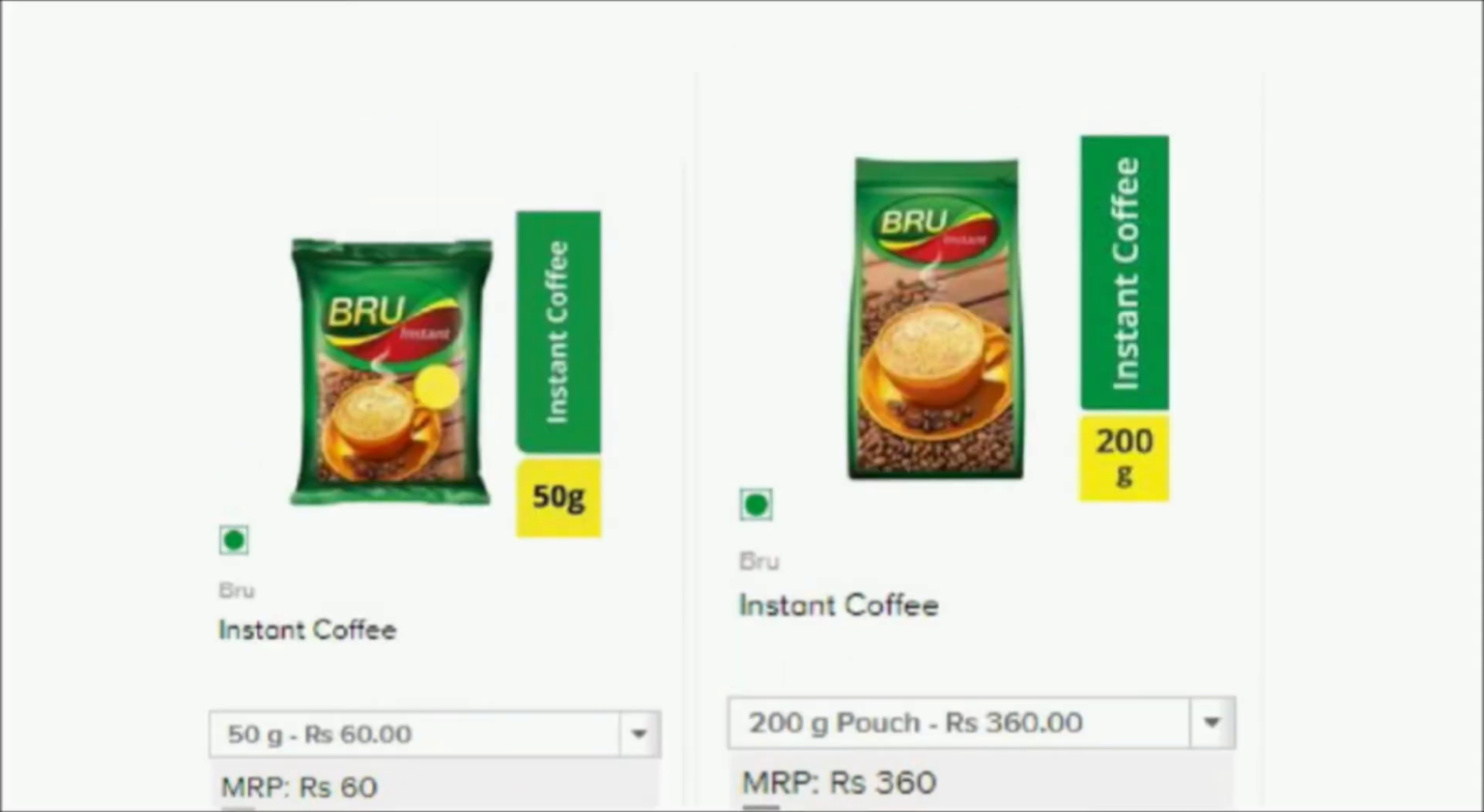Have a look at these packets. 50 grams of coffee powder costs rupees 60. So, 200 grams of coffee powder should cost us rupees 240. But look at the price. It is 360 rupees. If we want 200 grams of coffee powder, we can buy 4 packets of 50 gram powder. Then it will cost us only 240 rupees.